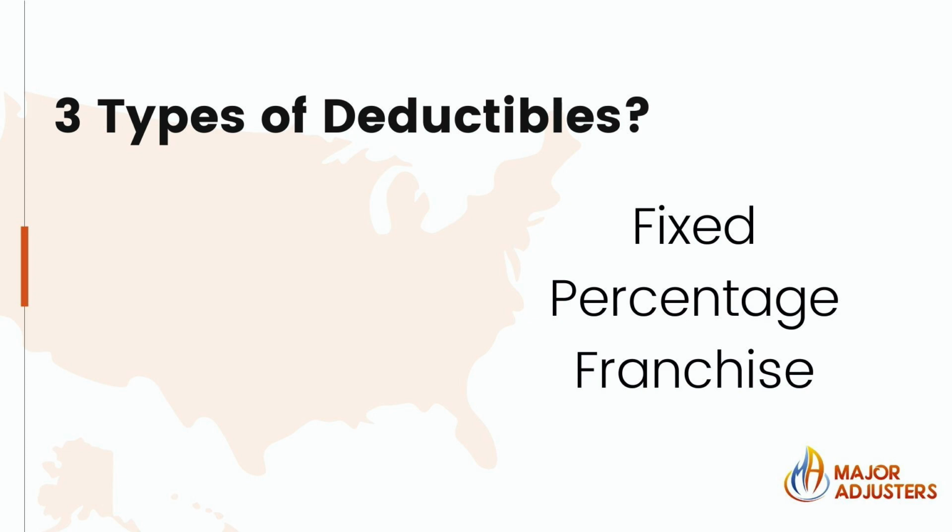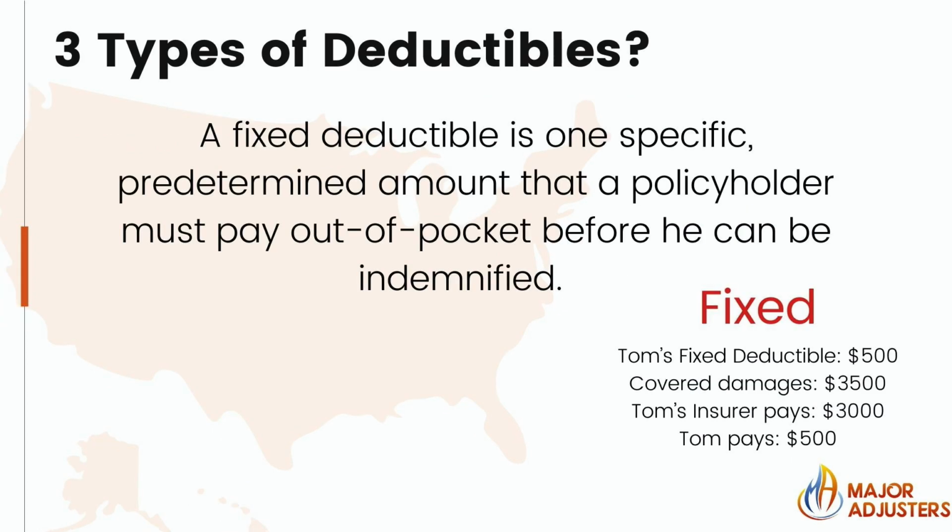So let's talk about a fixed deductible. A fixed deductible is one specific, predetermined amount that a policyholder must pay out of pocket before he can be indemnified. That means made whole. Let's look at this example.